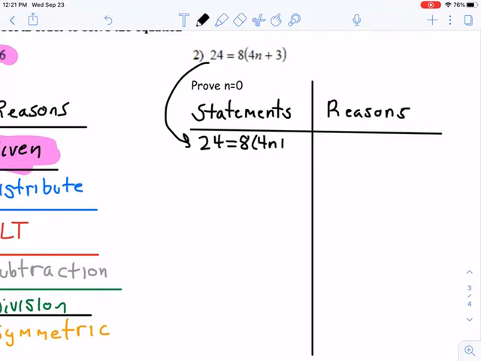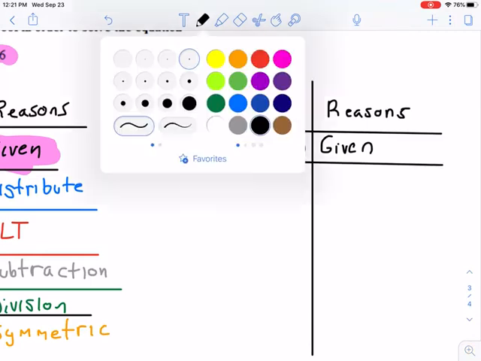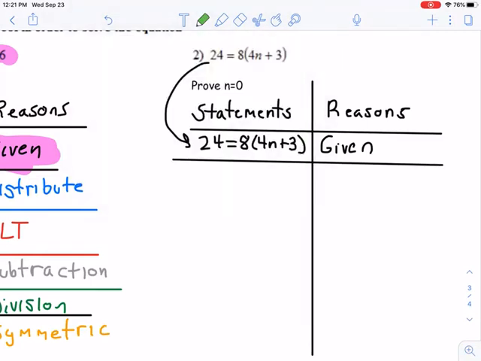Alright, so this is the equation I was given. So I just wrote it as my first statement, and my first reason is given. It's very nice of them to give us this equation. Seems to be a lot of distributing going on. Will this always be the case? No. But is it right now? Appears so.